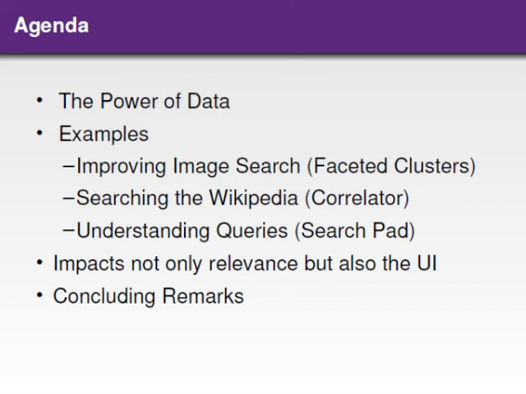So this is the outline of the talk. First, I will talk about the power of data, which is the same as the wisdom of crowds. Then I will go through three different examples, and you will see why it's so powerful. So how you improve image search, and I'll give you a specific example, faceted clusters. Also about searching the Wikipedia, and I will give you a specific example called Correlator.